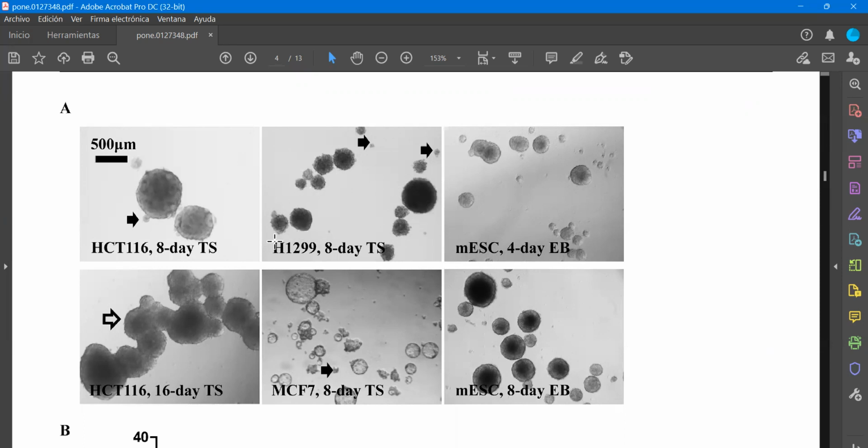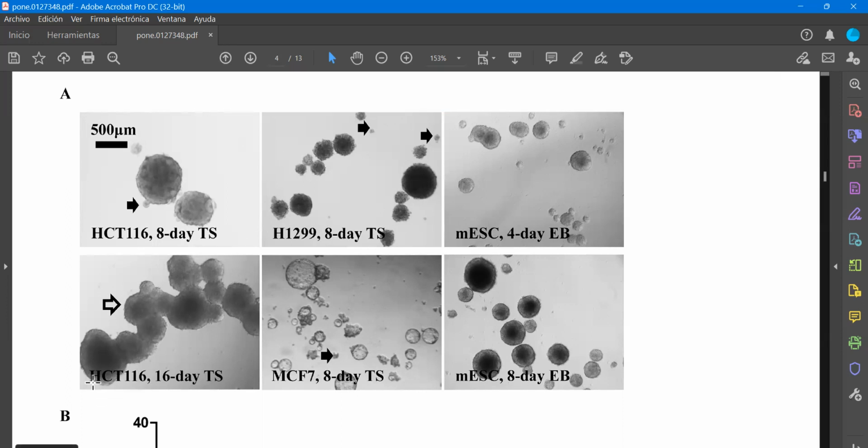And for example, the spheres that are derived from this cell line, which is a non-small cell lung carcinoma, these ones are round and they have sharp edges. So these ones would be easier to count. Whereas these colon cancer cells, the tumor spheres derived from this cell line, have the tendency to fuse. That's why these tumor spheres are more difficult to count.